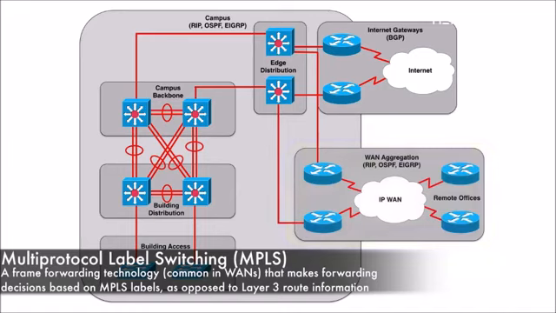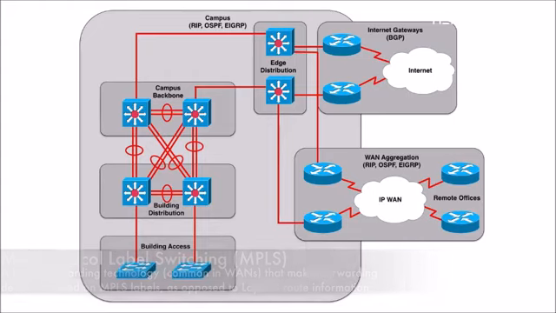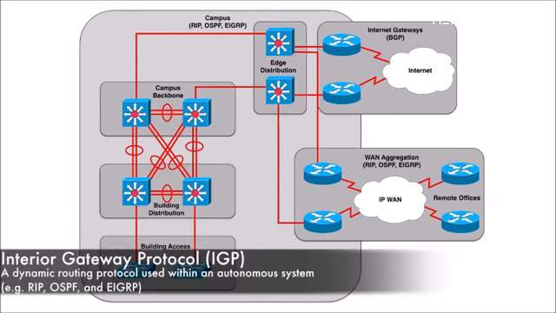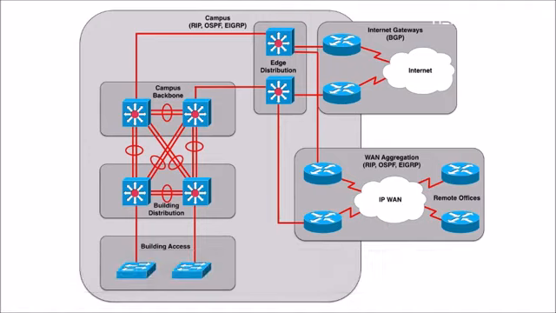And also note that I've listed some routing protocols that we might typically find in the campus or in our internet gateways or in our WAN aggregation layers. Within the campus, we're probably using some sort of IGP, an interior gateway protocol, like RIP or OSPF or EIGRP, all 3 of which we're going to be discussing in this course. We might have similar IGPs, similar routing protocols used in the WAN aggregation layer going out to our remote offices.